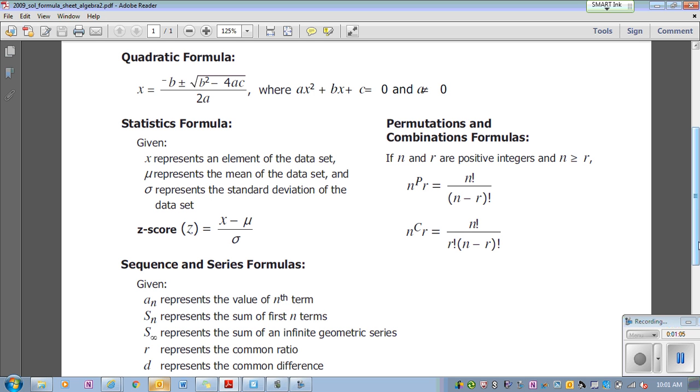Right below that, you have the quadratic formula. Great that it's there for you so that you could use it if you need to. The thing is, actually, let's not do it that way. I want you to mark something on your formula sheet.